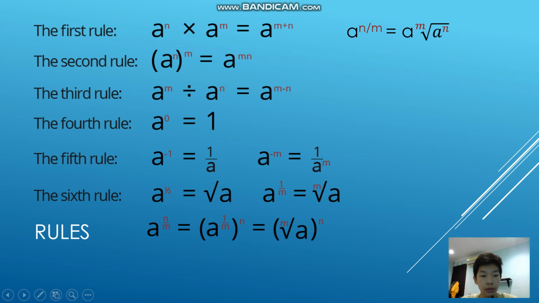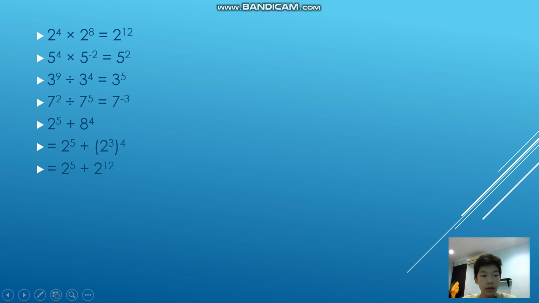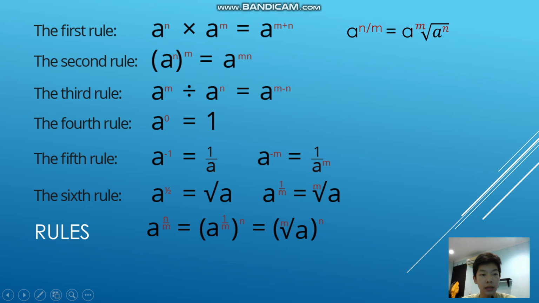The third rule is the same as the first, but it's with division and subtraction. So for example, a to the power of m divided by a to the power of n is equal to a to the power of m minus n. For example, 3 to the power of 9 divided by 3 to the power of 4 is equal to 3 to the power of 5. This is exactly the same as the first rule, but it's with subtraction instead of addition.